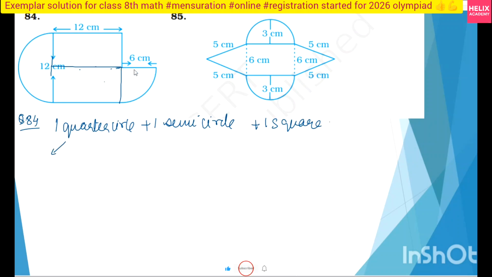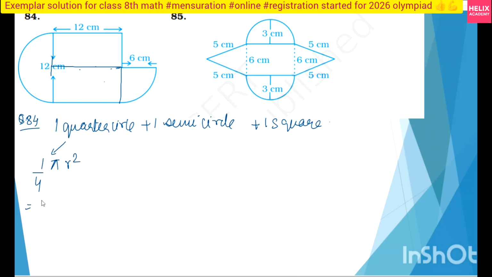First this area. If I assume that the radius is this, it will be 1/4, right? It will be 1/4 because if I double it, it is a semicircle, and if the semicircle is doubled, it will be a full circle. So it will be 4 here. So pi r square divided by 4.